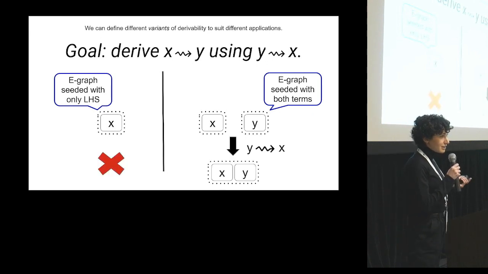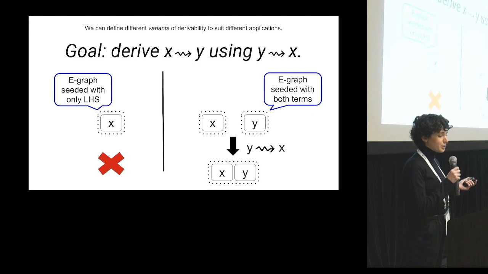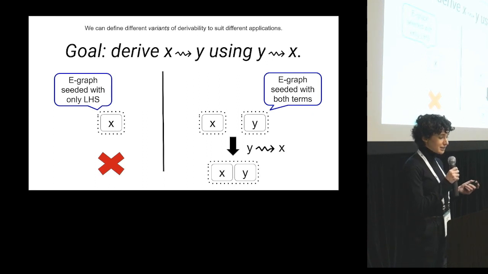And what we see is that different variants of derivability actually result in different behavior. So here, the rule y rewrites to x fires and merges x and y in the E-graph. So we report this rule as derivable. But on the left-hand side here, we actually see that no rule fires, and so we can never report that rule derivable.